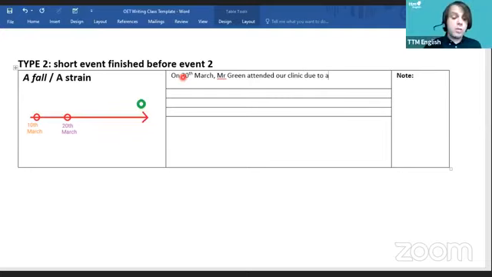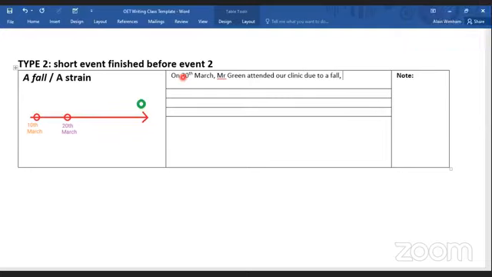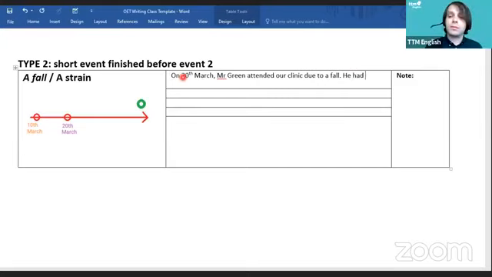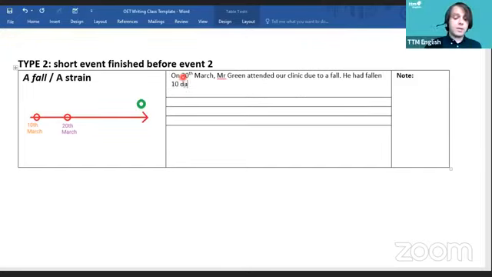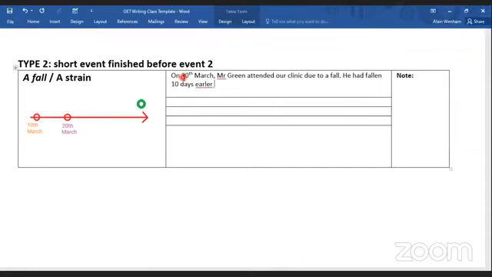I was thinking due to a fall. Due to a fall, yeah. If you want to do a new sentence, he had a fall. He had fallen, yeah. No, he had fallen 10 days before. 10 days. You can actually say earlier. Okay. Earlier.